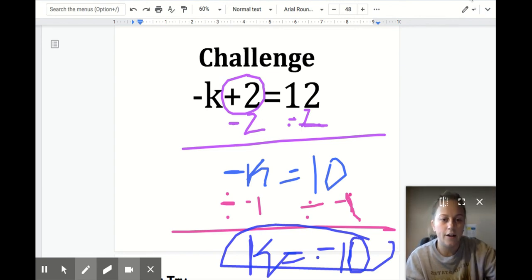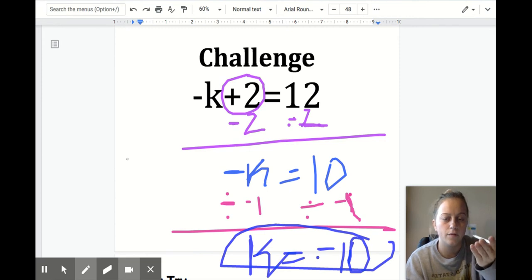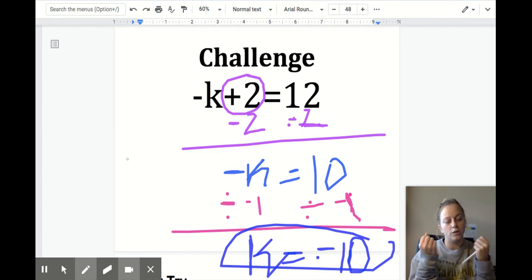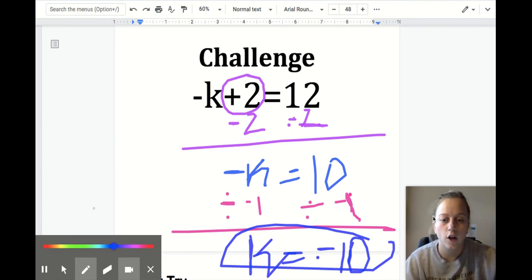So as you can see here, I pretty much just switched the signs. The negative k became a positive k, but the positive 10 became a negative 10. So again, you just switch those signs. If they were both negatives, well, when I divide them by a negative 1, they both become positives. Okay, so again, as long as whatever you do to the left, you do to the right, you're all good.